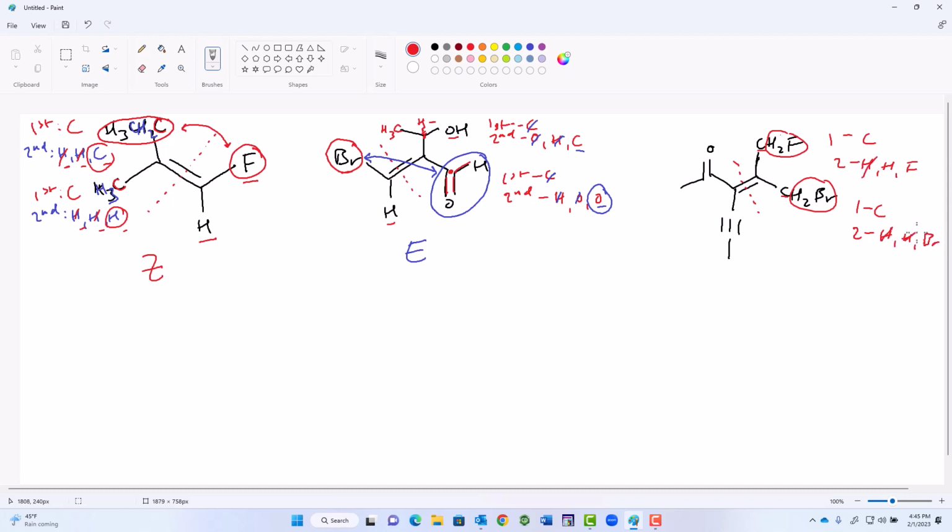Our H's get crossed out because they're the same. Then we say we're comparing F and Br. In this case, Br is higher priority because it has a higher atomic number, so this CH2Br is going to be higher priority.